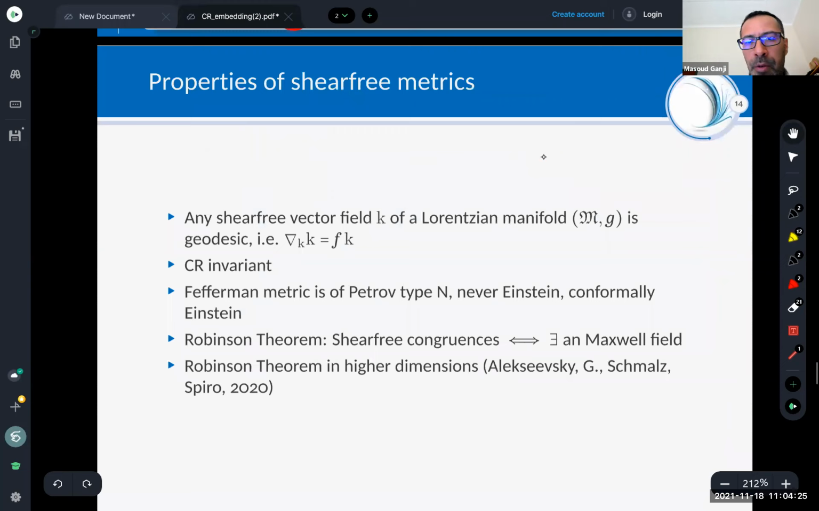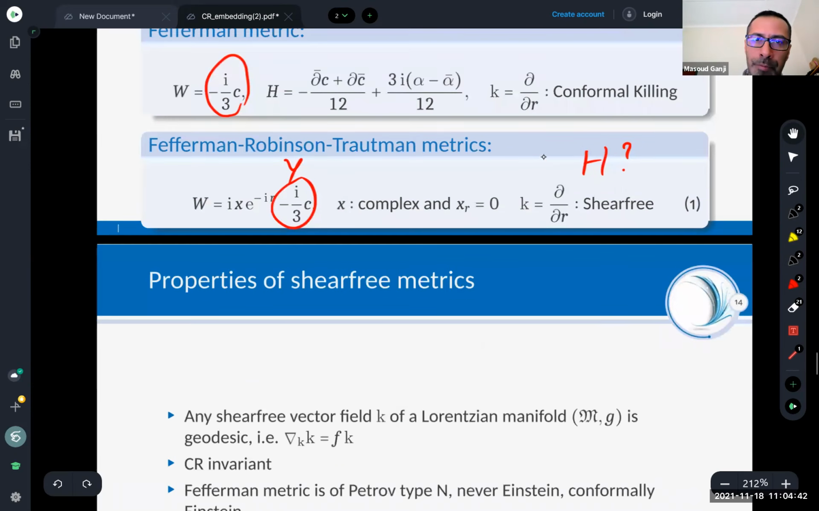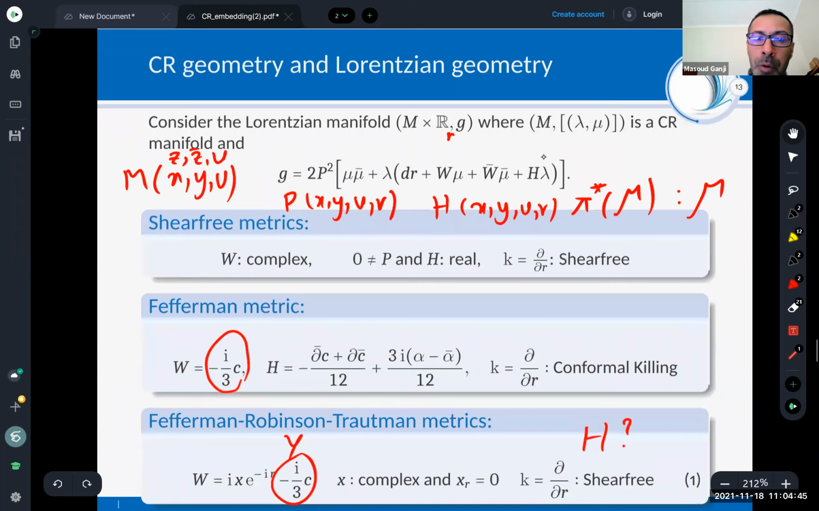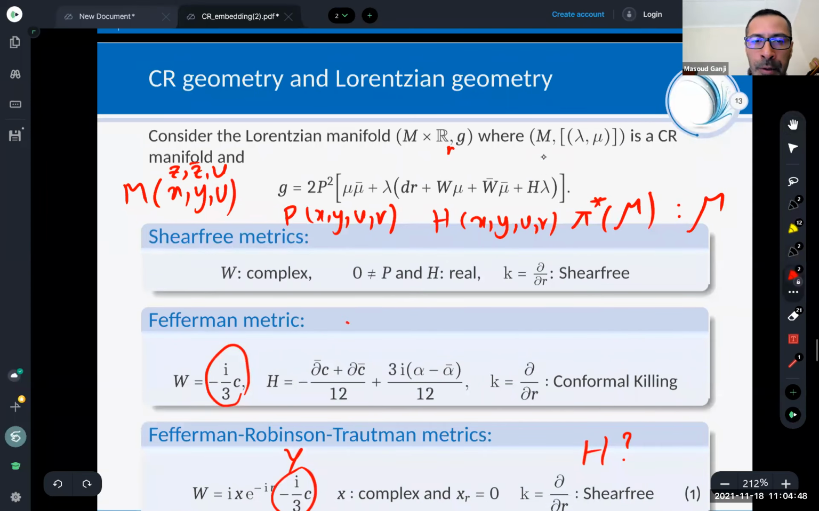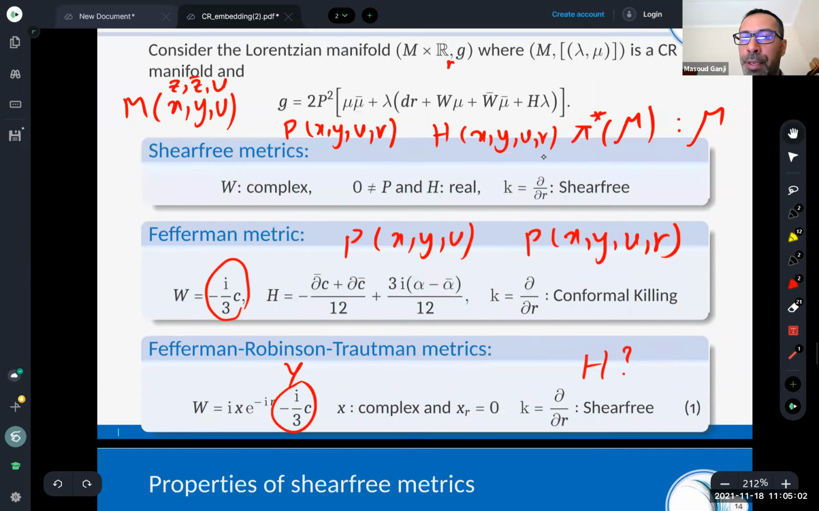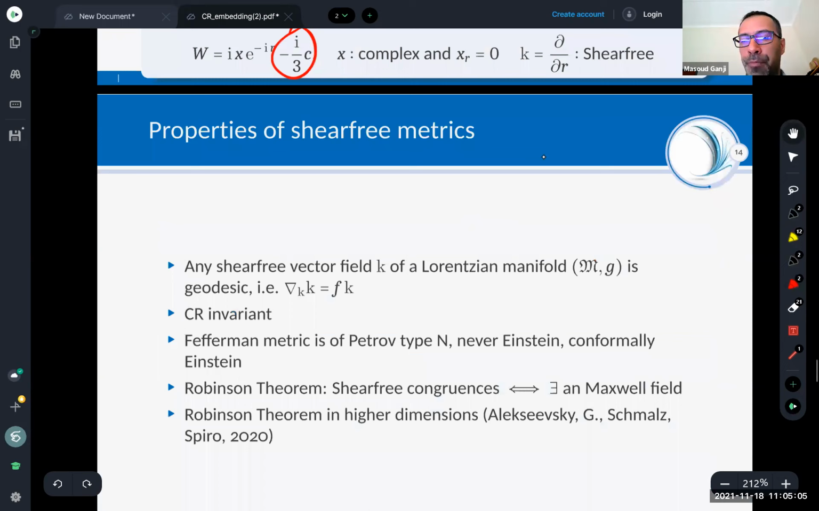The Fefferman metric is of Petrov type N, as I said, never Einstein, and conformally Einstein, having a conformal factor. It is subtle. For some people, they say it's never Einstein, meaning that the conformal factor cannot depend on the R coordinate. If you have a conformal factor just depending on X, Y, and U, it is never Einstein. But if it depends on R, in some cases we can prove that it is conformally Einstein.